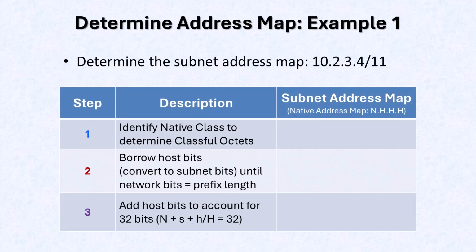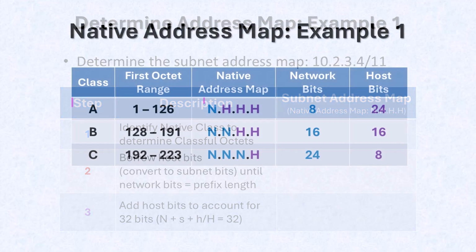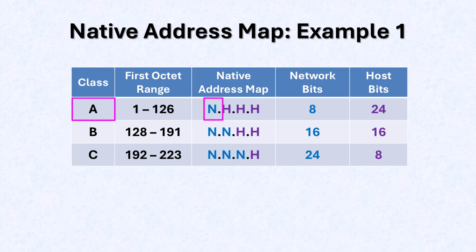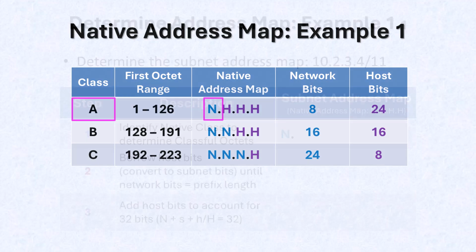We'll do one example in this episode and additional examples in the next video. Given the address 10.2.3.4/11, determine the subnet address map. By the way, the given address could be a network address or a host address. In either case, the address map will properly resolve. Step 1 is to identify the native class of the address. Since the first octet is 10, this is a Class A address, so we will use 1 uppercase N.